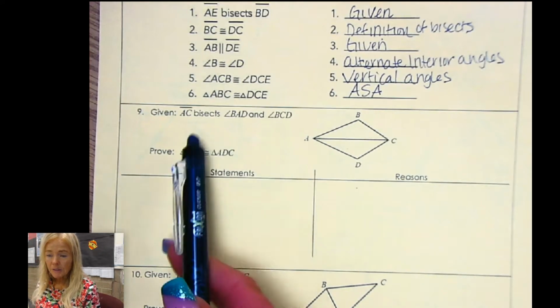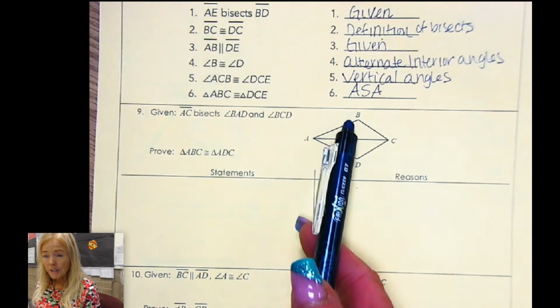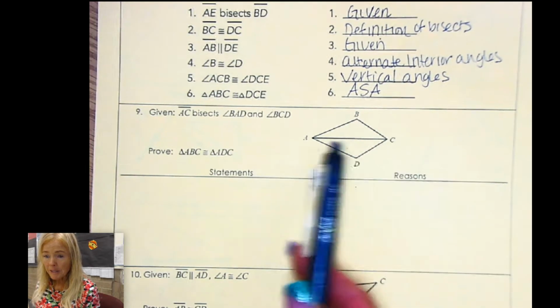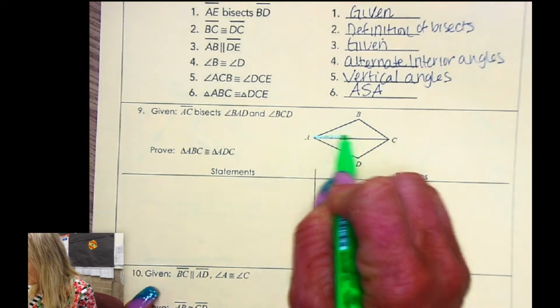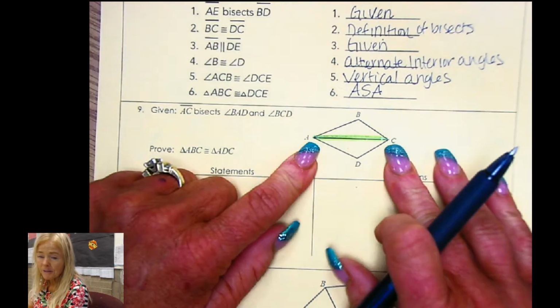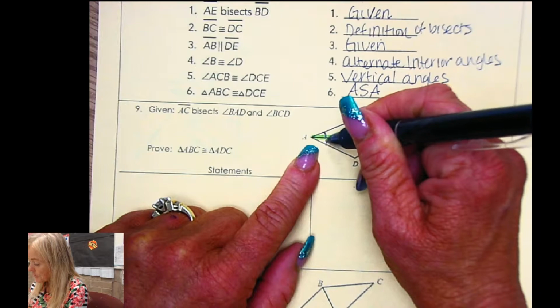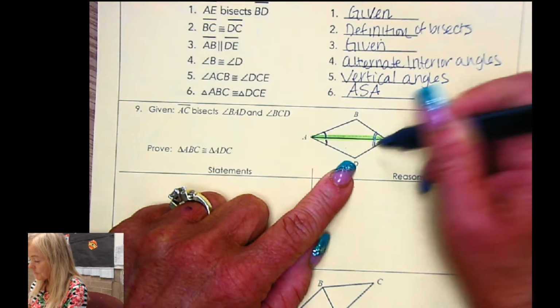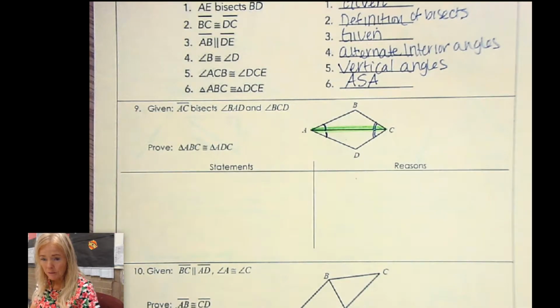Proof 9 says we're given that AC bisects angle BAD and also angle BCD. So this is a bisector of both angles. What that means is it's going to cut both of these end angles on, I'd like to call this a kite, and make those two congruent and also these two congruent. That's the information we're given from the fact that AC bisects angle BAD and angle BCD.